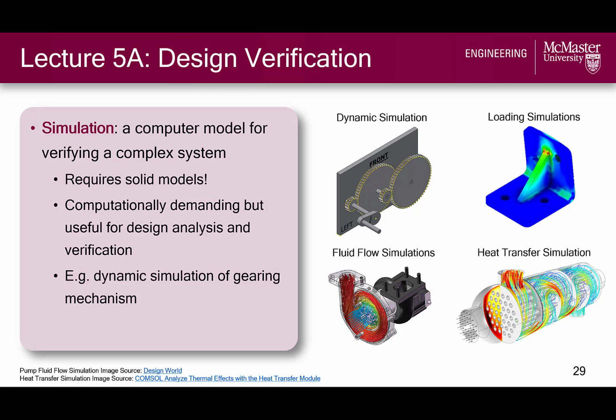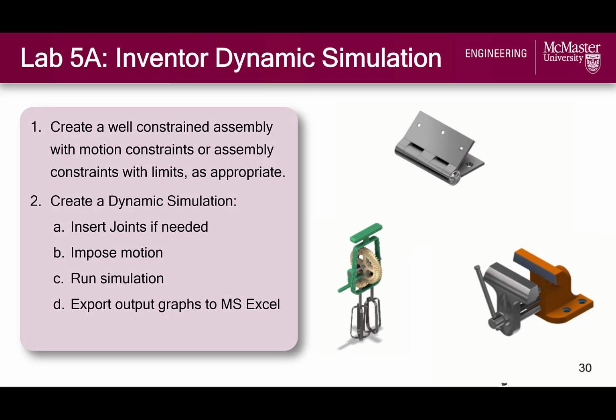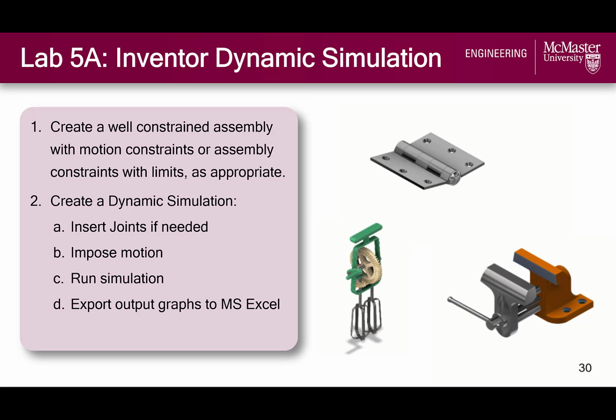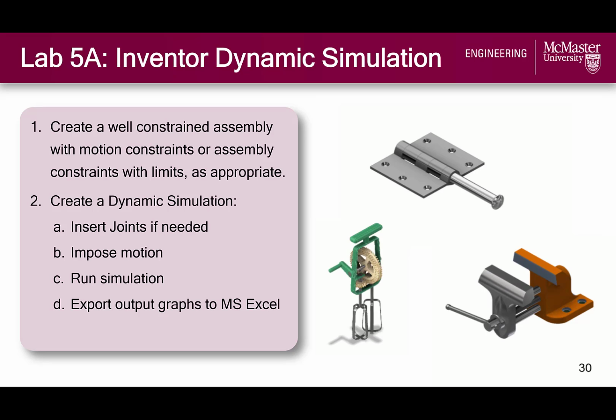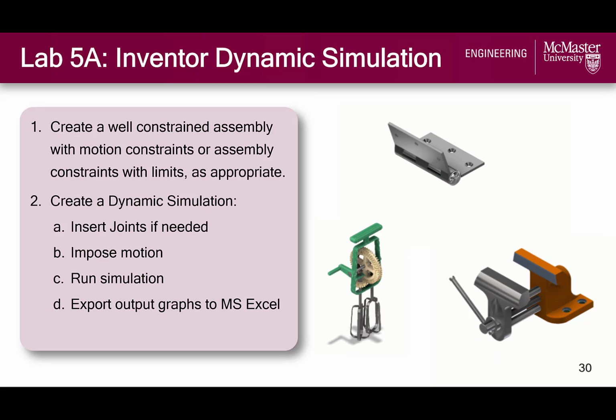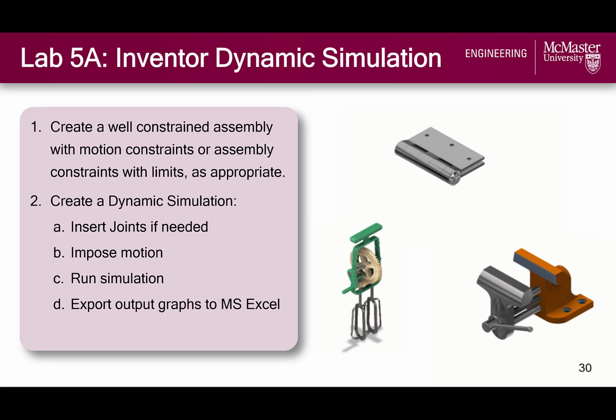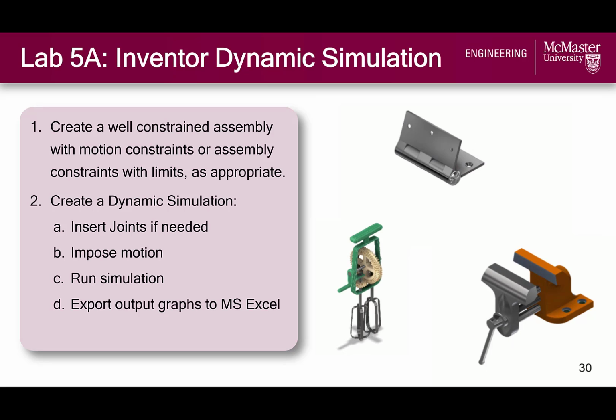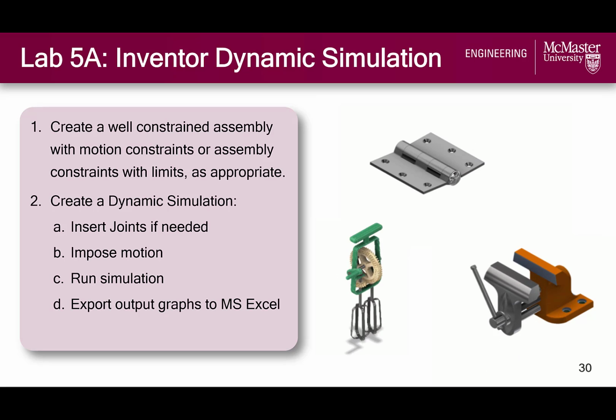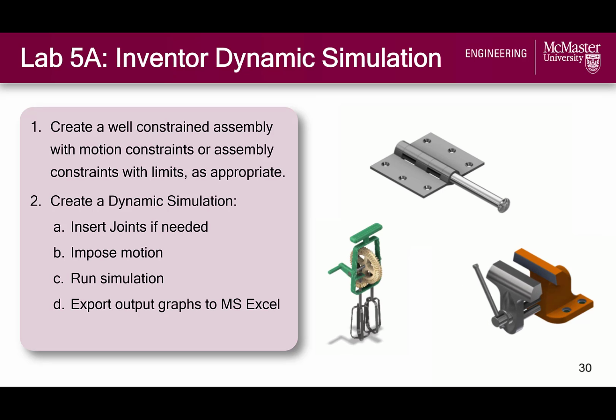For this course, though, we focused on the one application of dynamic simulation in Inventor, where we went through the steps of creating a dynamic simulation such as the ones shown on this slide. First and foremost, it is necessary to create a well-constrained assembly for simulation. Since we want the assemblies to be capable of motion during the simulation, this involves the use of motion constraints and/or assembly constraints with limits, depending on the application.